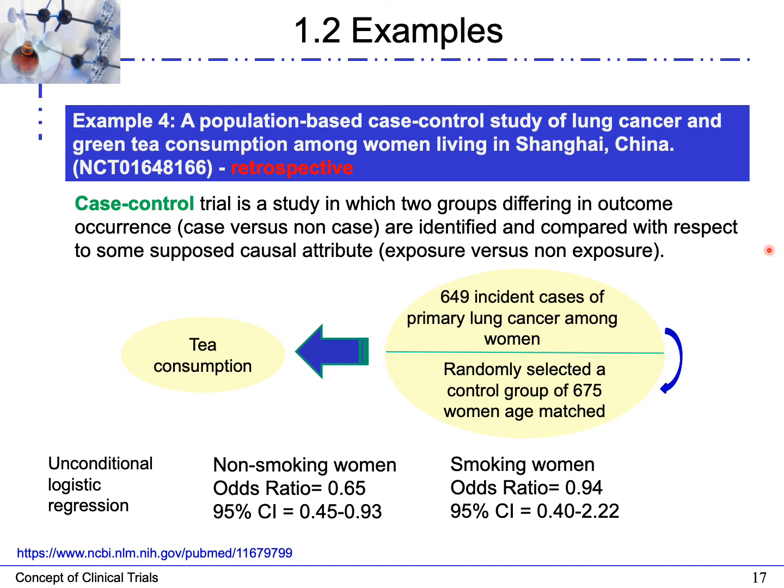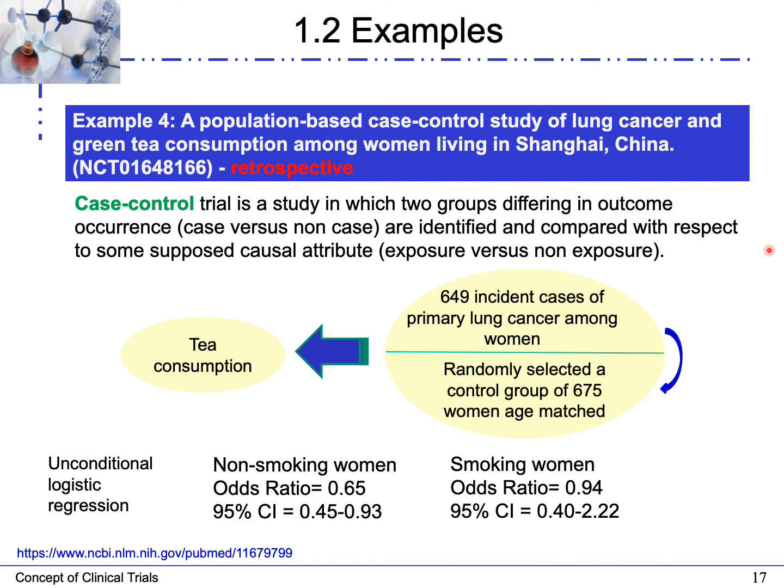This is another non-interventional study example. It's a population-based case control study again of lung cancer and green tea consumption amongst women living in Shanghai, in China. It was a retrospective study. So there was epidemiological evidence regarding the association between the consumption of green tea and lung cancer.